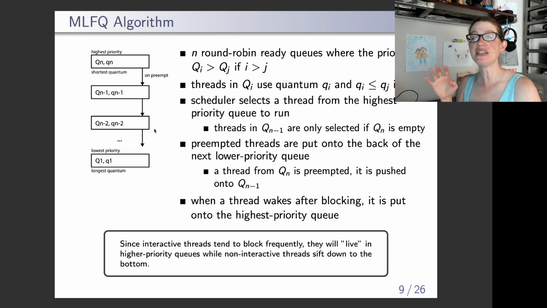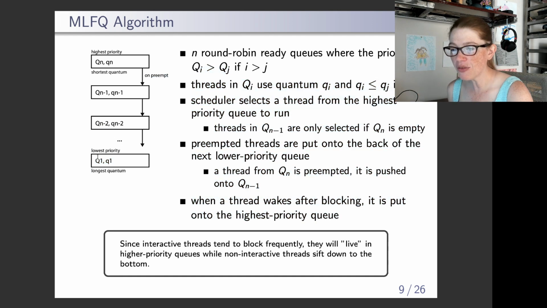Whereas if you get preempted, that means that you don't block as often, or you are a longer running thread that doesn't block as often. So we're going to put you in a lower priority queue. Now, you might be wondering, well, what happens if I have no threads above, and the only thread I have is in Q1, the lowest priority, and it has, let's say, a 500 millisecond quantum.